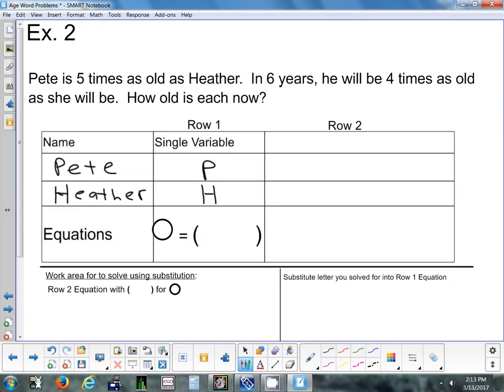All right. Now what do we do? Yeah, we're going to make our first equation. The equation in column 1 uses the letters in column 1. So it's going to have P and H in it. So it says Pete is 5 times as old as Heather. How would you write that down? That's it. P equals 5 times H. So there's your first equation.